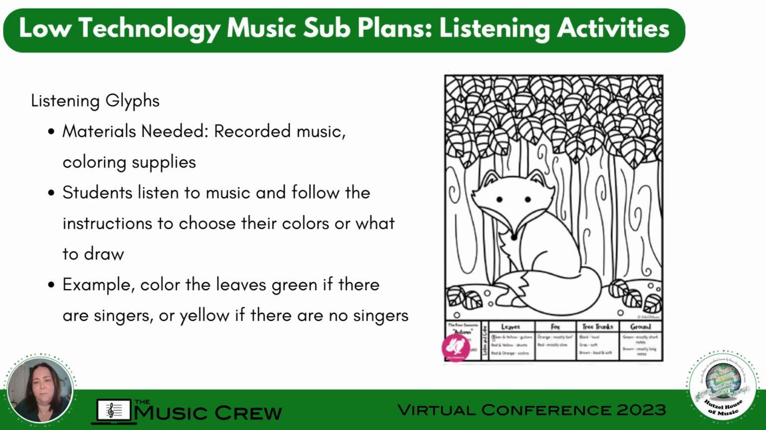If you want to be more focused on what they're listening for, listening glyphs are a great way to work with subs and get kids still listening to music. In a listening glyph, there will be a key that tells students what to draw or how to color based on what they hear. For example, color the leaves green if there are singers or yellow if there are no singers. So following those instructions, students would be able to color the picture the correct way based on what they hear.